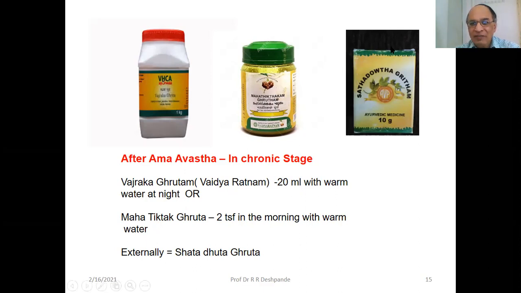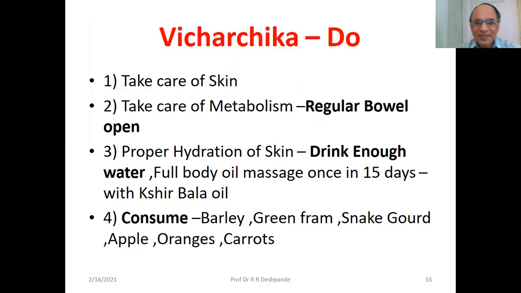To control the lichenification, we can use the Shata Dhauta Dhrita. So, in Vicharchika, Pathya and Apathya is also important. You must take care of the skin, take care of the metabolism, that is regular bowel open, proper hydration of the skin, drink enough water, full body oil massage. If your skin is always dry, go for Ayurvedic Abhyanga once in 15 days with Kshir Bala oil. This is nourishing oil for the skin.